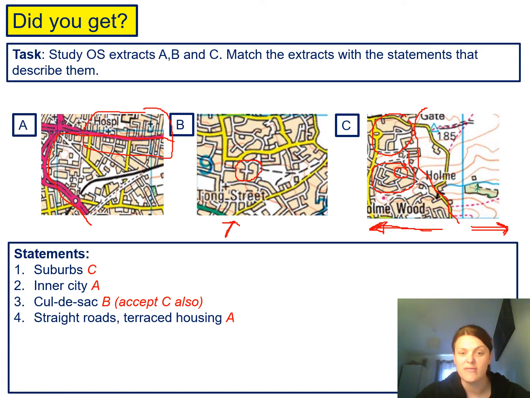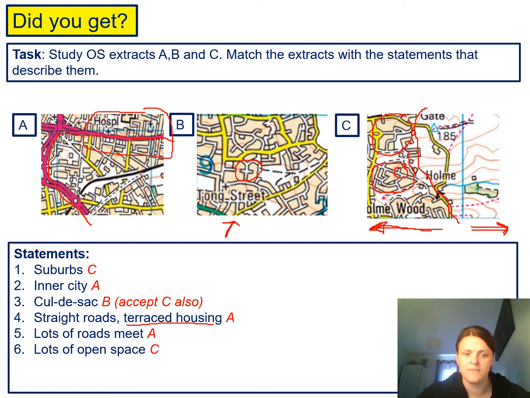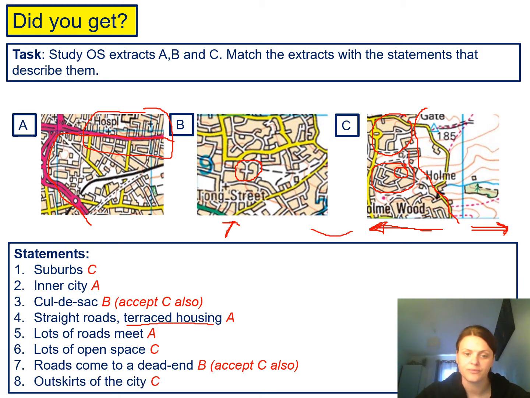Okay, where you get straight roads and terraced housing, yep, you get that in A. If you remember this terraced housing, they are the long lines of houses that you see in inner city. They're usually Victorian age, so quite old. Where lots of roads meet, yep, so you can see that happens in A. Lots of open space, yep, C. Roads become a dead end, so that's again like a cul-de-sac, so that can be B or C.